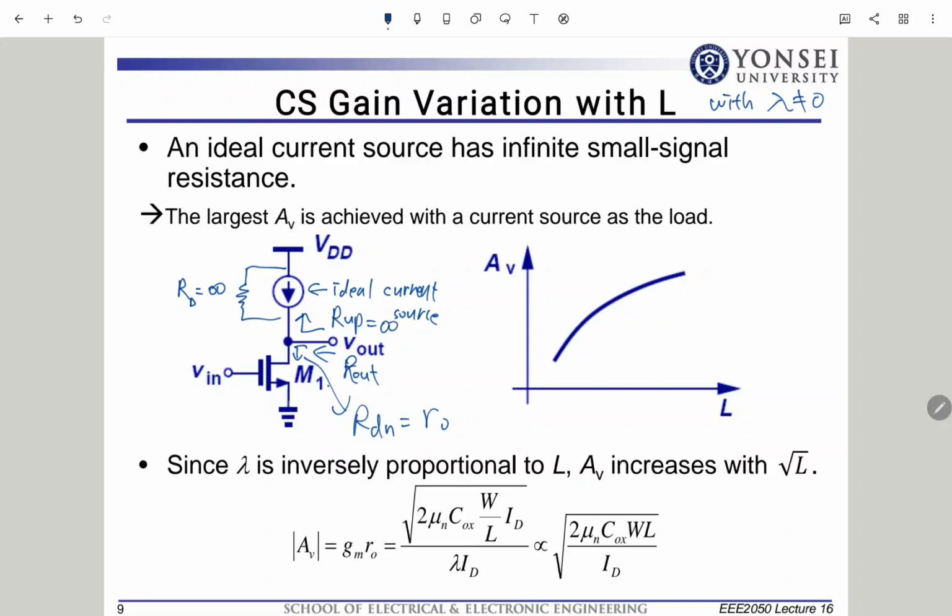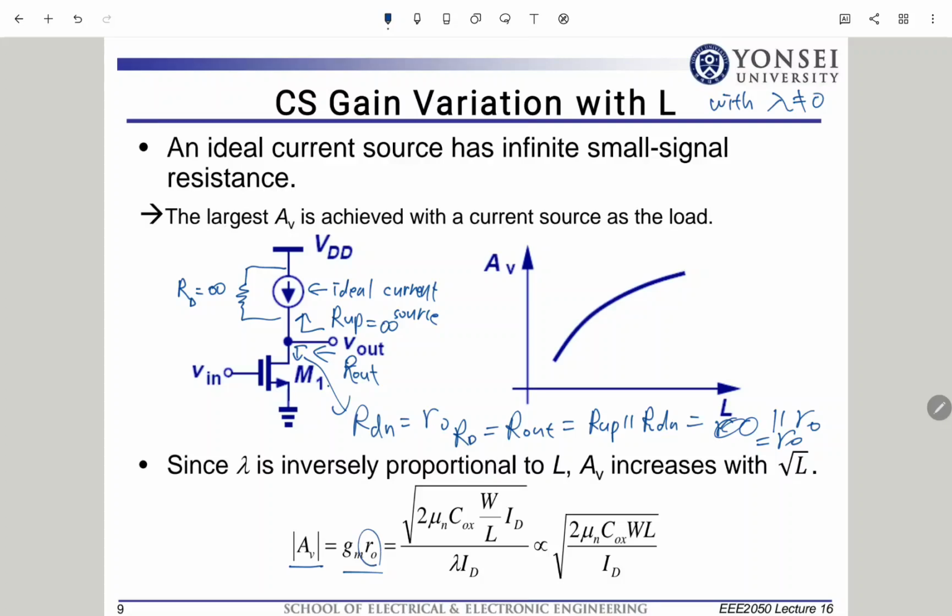So we see that R out is equal to R up in parallel with R down. So R infinite in parallel with R not. So what is the overall impedance? R not. Therefore, R out before was RD, RD was R not. So GM times R not. Right?